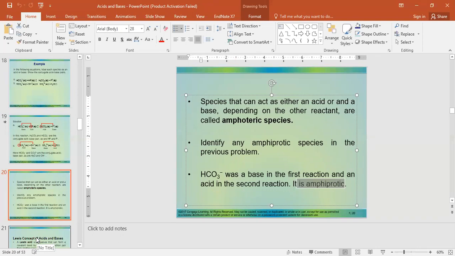Excuse me, please. Yes. I didn't understand the difference between the two. You didn't understand the difference between the two? Between amphoteric and ambiprotic. Very good.